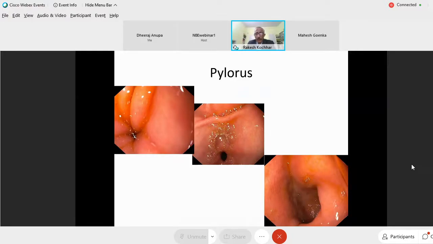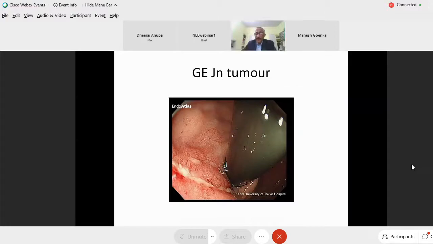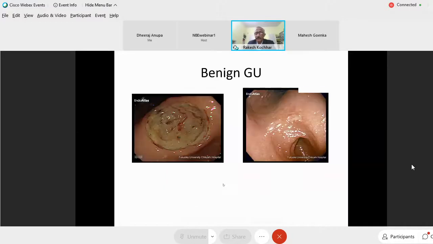So this is the pylorus, which has to be opened with air or after giving Buscopan and entered to see the duodenum. Any residue in the stomach in a patient who's fasting means that there may be associated gastric outlet obstruction. As I said, no examination is complete without retroverting the scope because these lesions are often missed by forward view endoscopy. Unless you retrovert, you will not pick up these lesions.